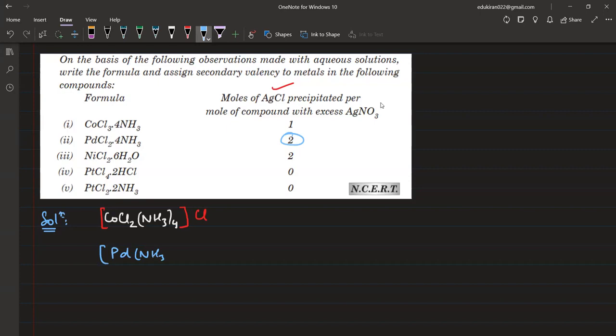NH3 whole 4 Cl2. Now in the next case also I have 2 moles of AgCl. That means there will be 2 chloride ions outside the coordination sphere. That means square brackets. We have nickel H2O whole 6 Cl2. In the fourth case, we have 0. So each and everything will be inside the coordination sphere. Please write here.